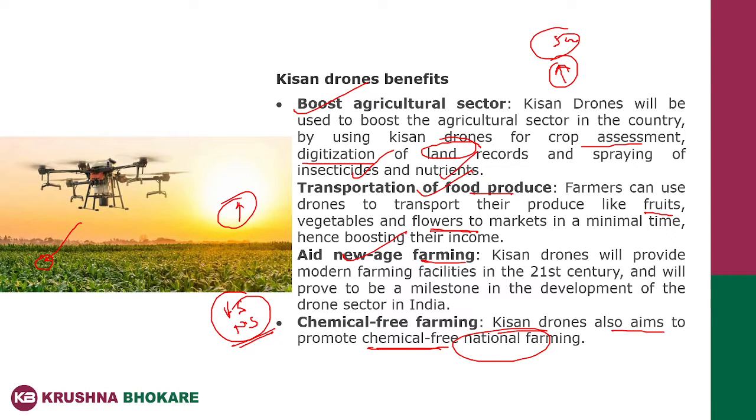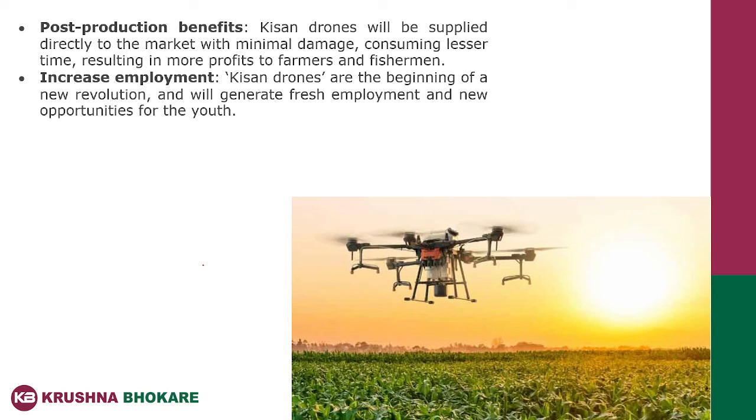It means that there will be less and less chemical use because there will be site specific application of nutrients and the insecticide. Then what is another best thing about this Kisan Drone Scheme? It will help in post-production benefits. If you are producing anything like fruits, vegetables, because there are so many glitches in the transportation system, packaging system, actually there is a lot of loss.